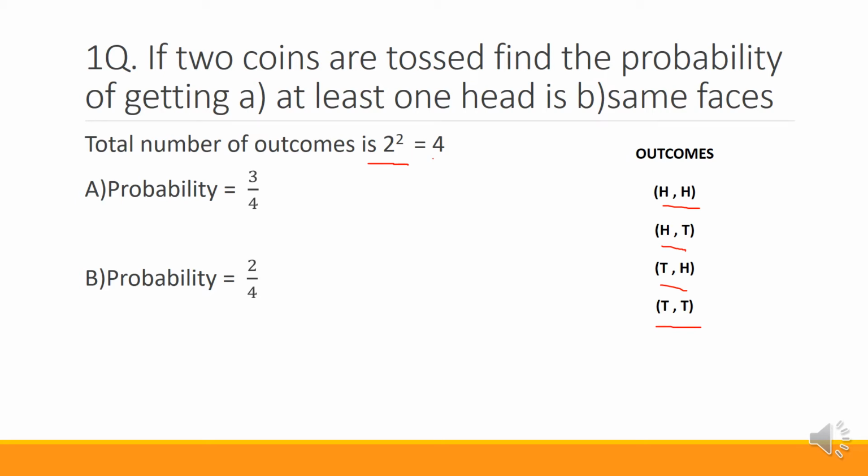So first question A, at least one head. So here we are finding at least one head in 1, 2 and 3 cases. So the probability will be 3 by 4, that is favorable outcome is 3 and total number of outcomes is 4. So the probability of at least one head is 3 by 4. Then the second question B is same faces. So here we are getting same faces, heads and heads and tails and tails. So two chances. So the probability will be 2 by 4, which is equal to 1 by 2.